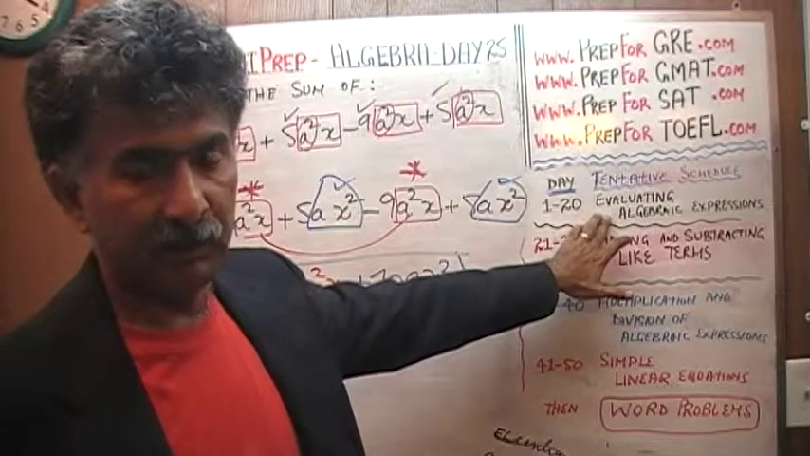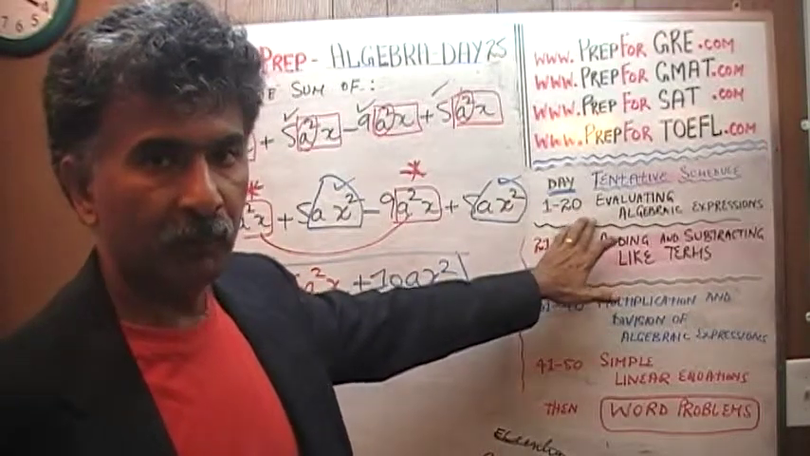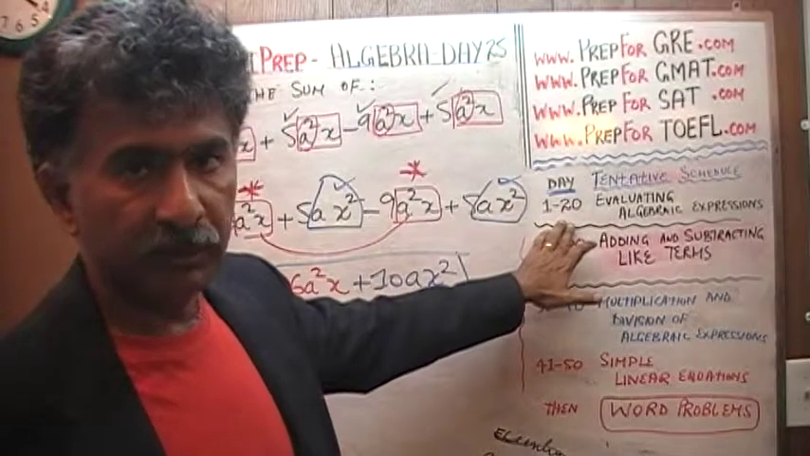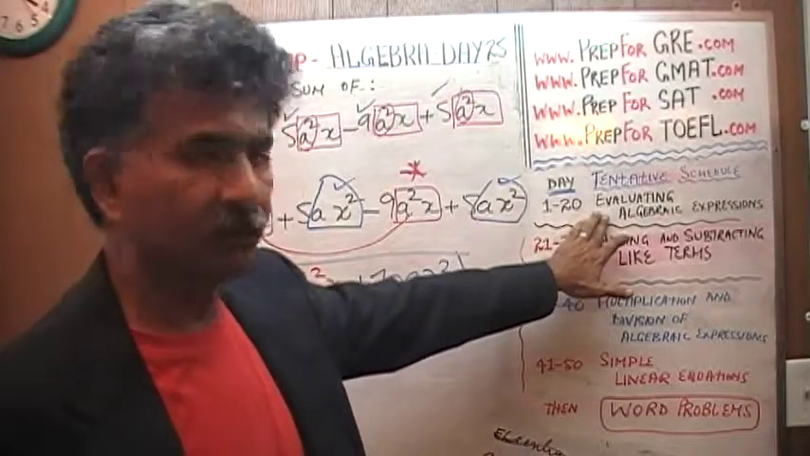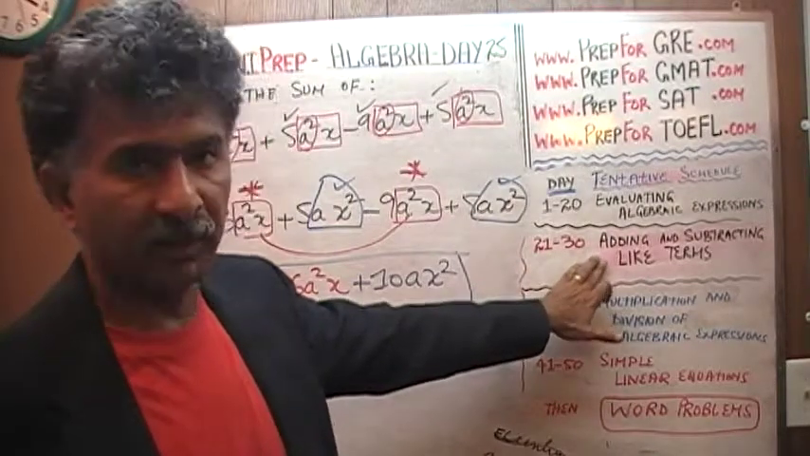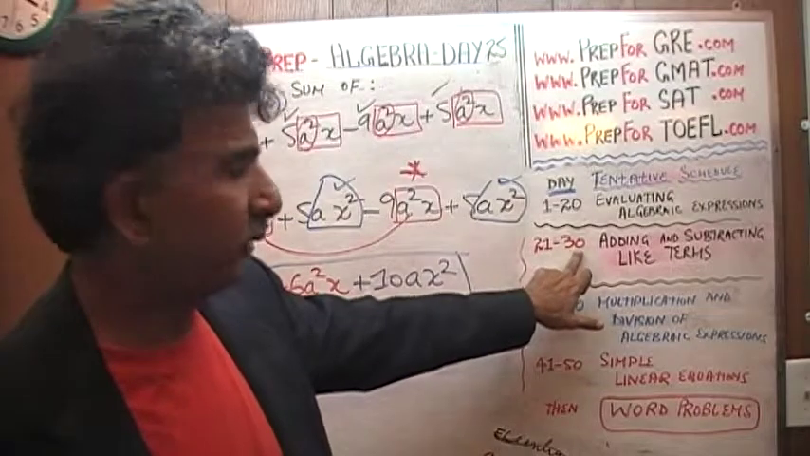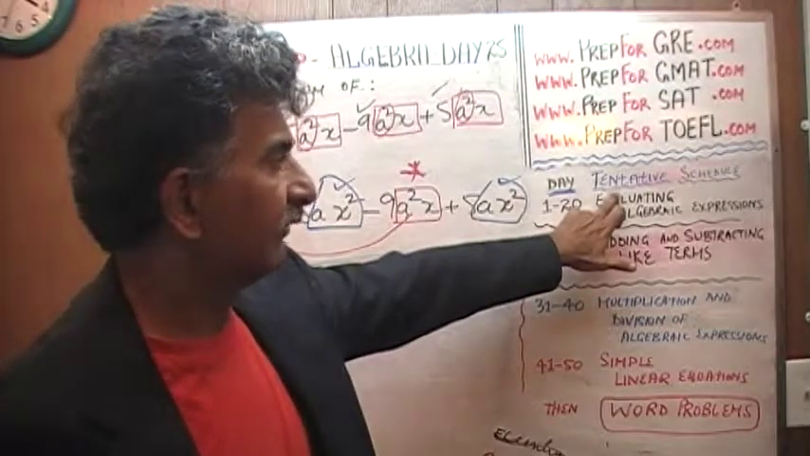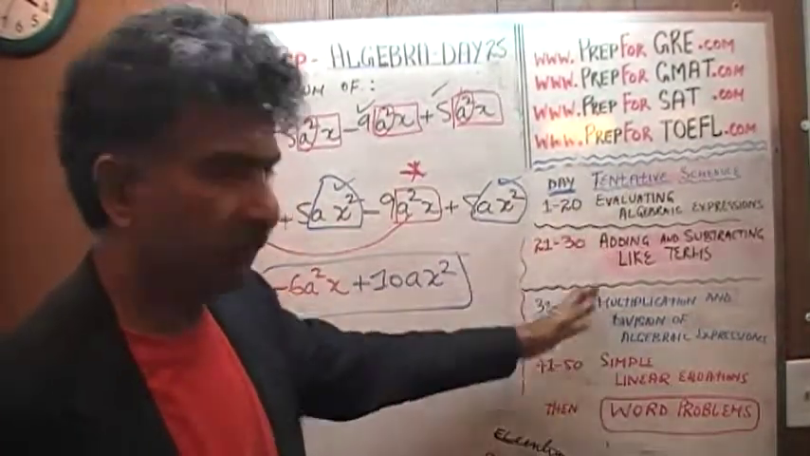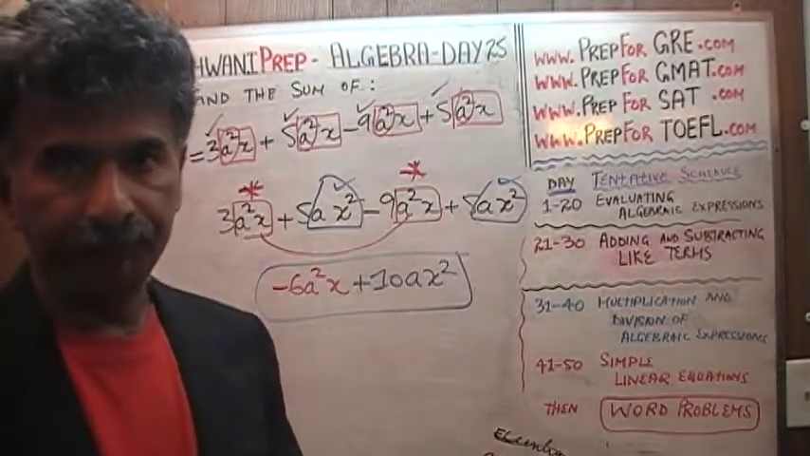Don't take the lazy route and start watching videos here and there. If you watch them in sequence, you will get a lot more out of it. In the first 20 days, we evaluated algebraic expressions. My intention was, in the next 10 days, to do addition and subtraction of like terms. This number will have to be changed and moved up, which is why this says tentative schedule. But when the time comes, I'll tell you. I'll see you tomorrow on day number 26, okay?